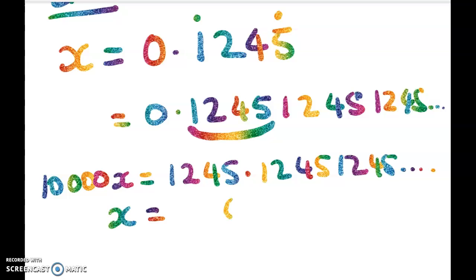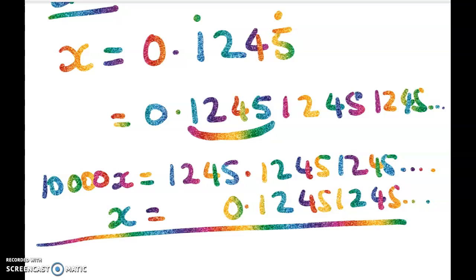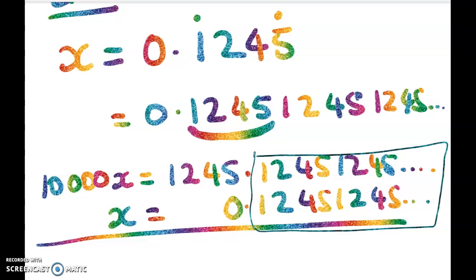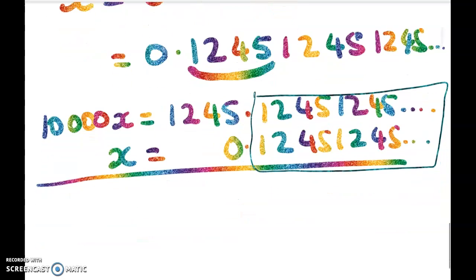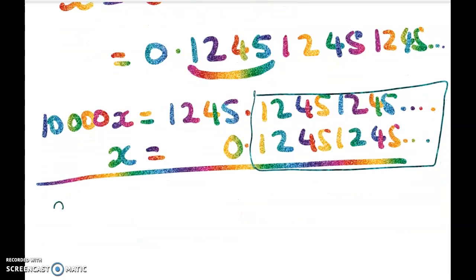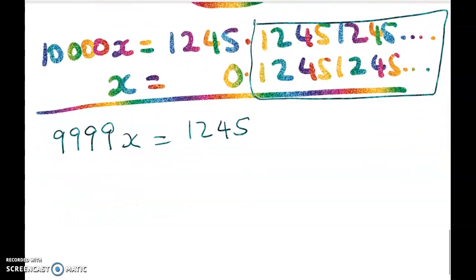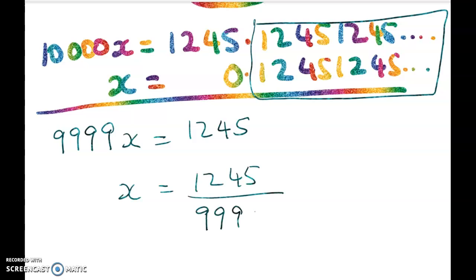And one of those x's will be this. And again, because I've got all of this to match, things are going to work out well. So when I subtract one of those x's away from 10,000, I'm left with 9,999x, and that gives me 1,245. So dividing now, we get x is equal to 1,245 over 9,999.